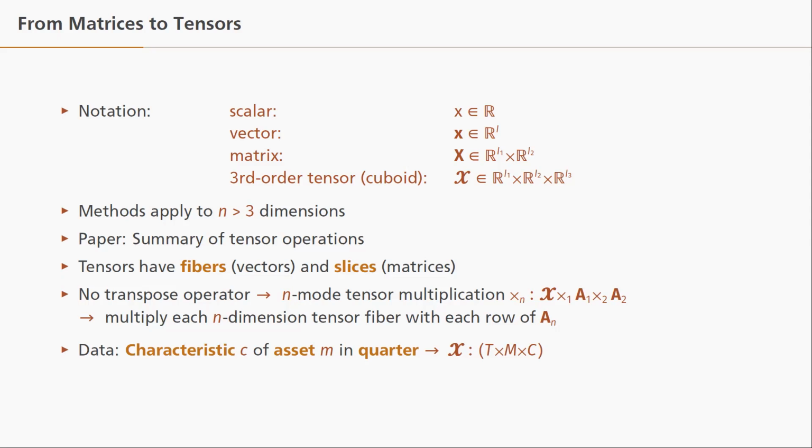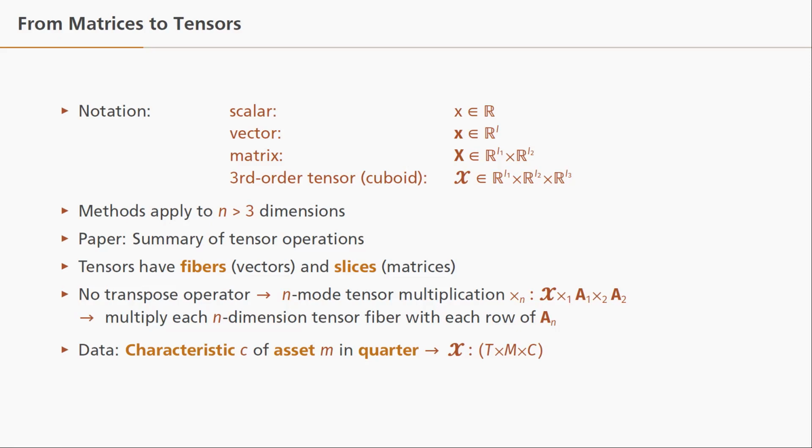I will only talk about the 3-dimensional case, but everything extends to higher dimensions. I will only work with 3 dimensions. It just makes the notation much easier. So the dimensions we have in mind are characteristics, time, and assets. So it's a cube, right? Where the first dimension will be time, the second dimension will be assets, and the third dimension will be characteristics.